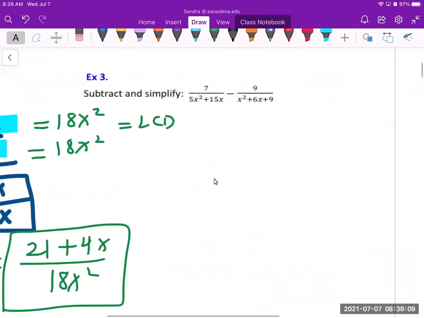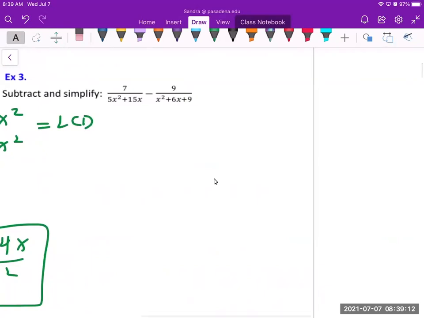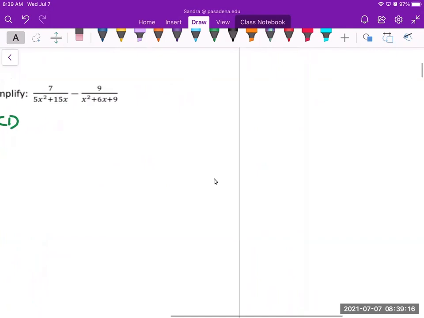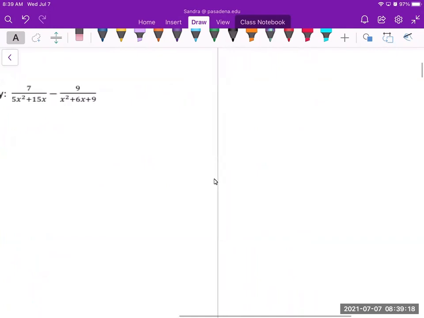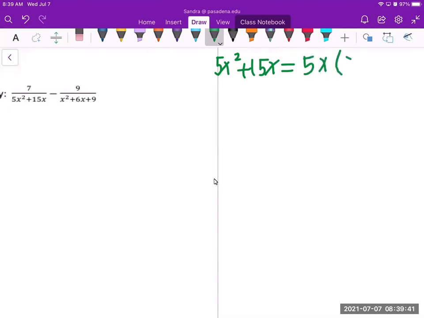We'll go ahead and do the other example that I have over here. This is a subtraction. You're going to do it the same way, okay? And so the first thing that you want to do is, once again, factor them out. So let me start here with the 5x squared plus 15x. I can factor it. The greatest common factor will be 5x, and then I'm left with x plus 3.